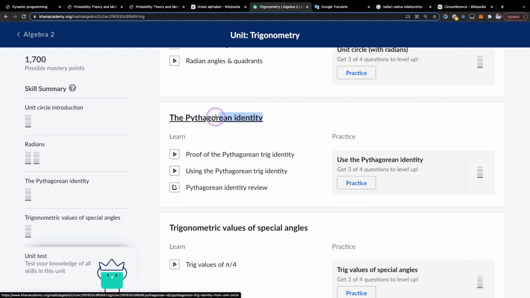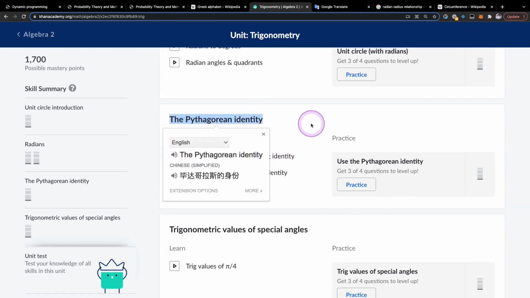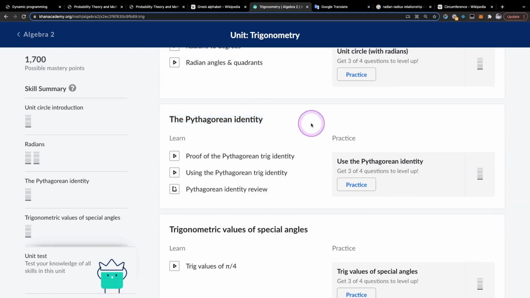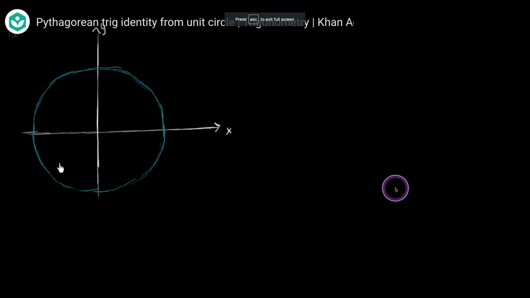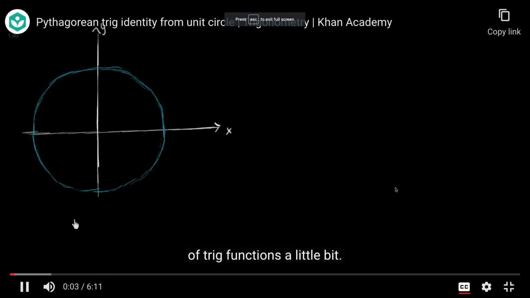Then what is this? The Pythagorean identity. The Pythagorean identity. So let's get started with it. So let's review the unit circle definition of trig functions a little bit.